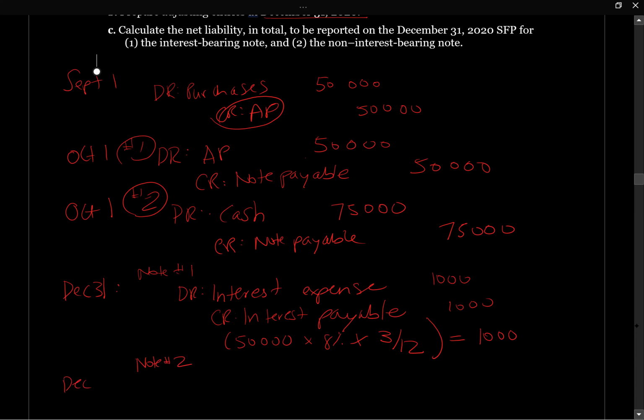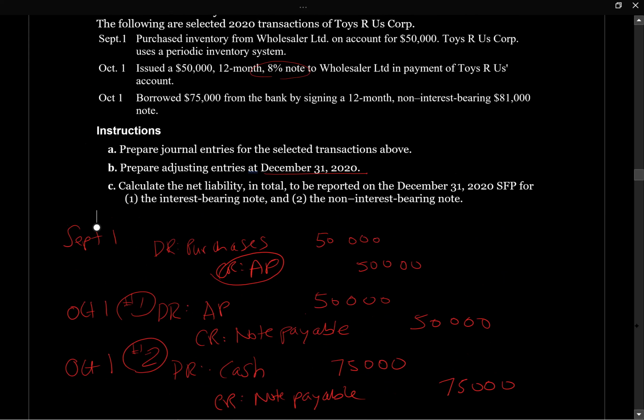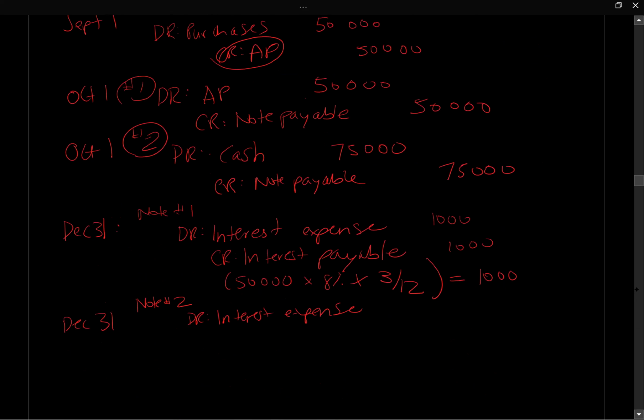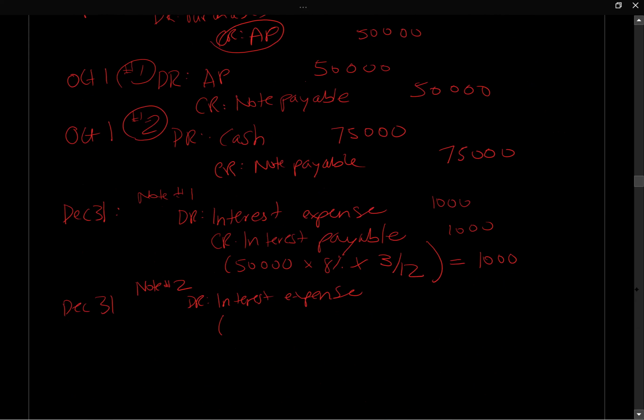And then we need to figure out what we're going to record for note number 2, which is also December 31st. So we know we're going to have debit interest expense, because we always need the interest to go through the income statement. That doesn't change whether the note is interest-bearing or zero interest-bearing. And let's take a look at this note. This one was a non-interest-bearing $81,000 note. So we've got $75,000 and $81,000. 81,000 minus 75,000 is going to give us 6,000 in interest. So we know it's going to cost us 6,000.